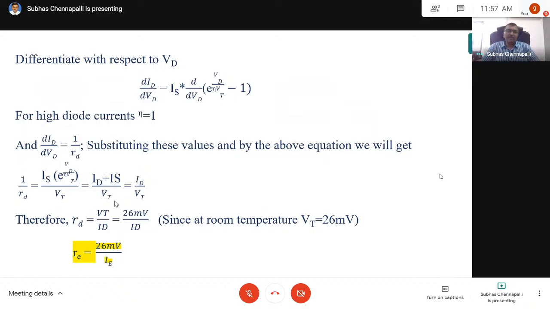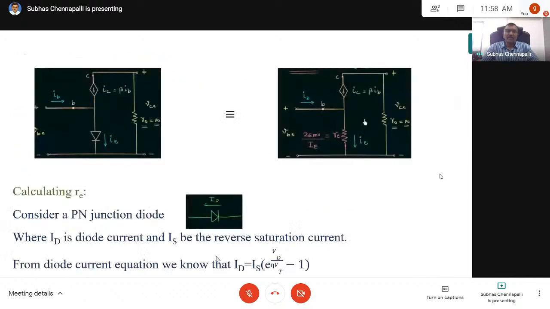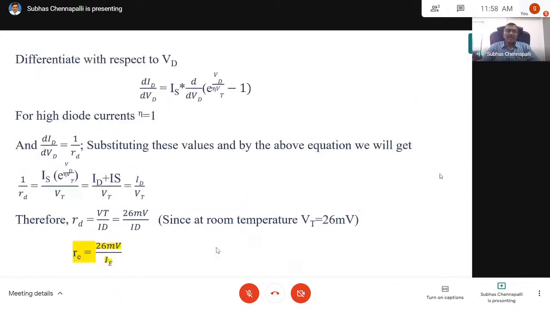Finally I will get ID plus IS, where IS is the reverse saturation current. It is a small value, so you can take it as 0. So ID by VT. Then RD is VT by ID. VT at 25 degrees centigrade becomes 26 millivolts. So 26 millivolts by ID, but in our configuration, ID is IE. So RE is equal to 26 millivolts by IE. For this derivation, we have taken this equation and worked. But for GATE, remember this.